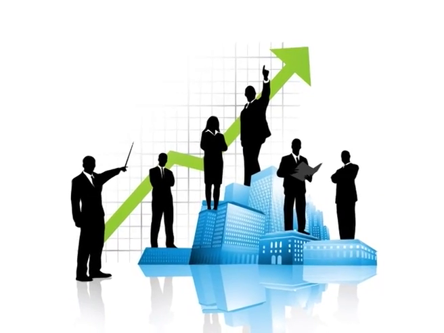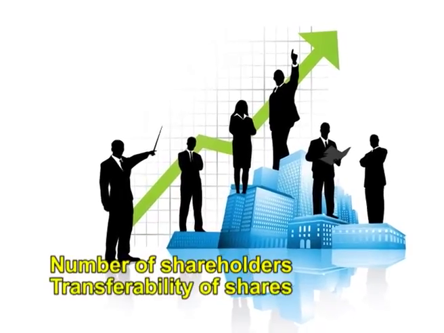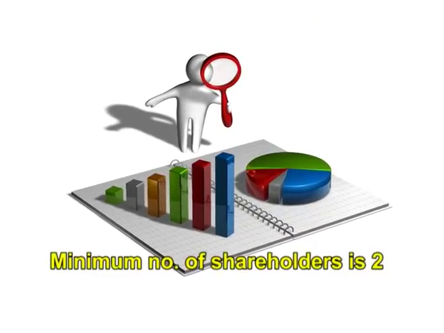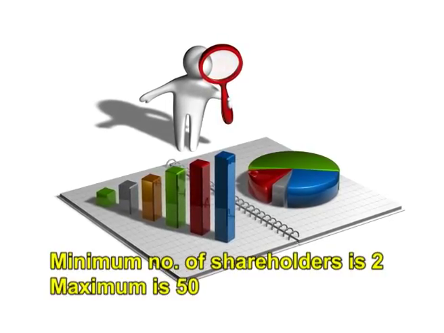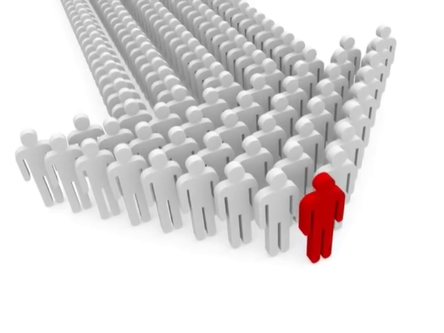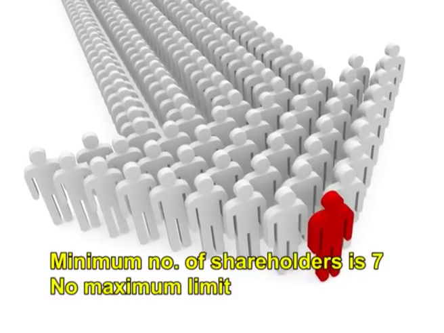The difference between private and public limited companies is in the number of shareholders and transferability of shares. In private limited companies, the minimum number of shareholders is 2 and maximum is 50, excluding the past and the present employees who hold the shares. Whereas, in public limited companies, the minimum number of shareholders is 7 and there is no maximum limit.